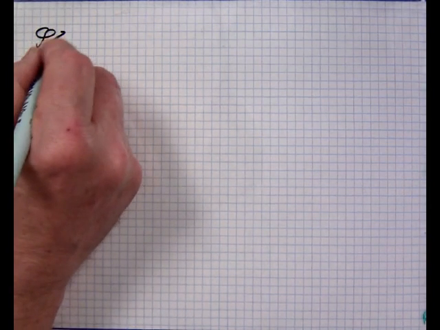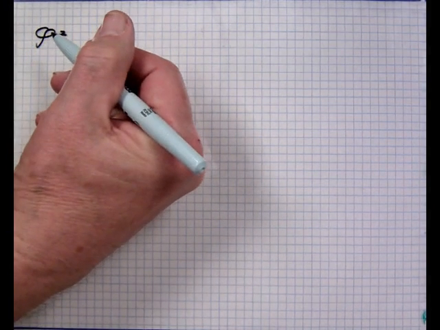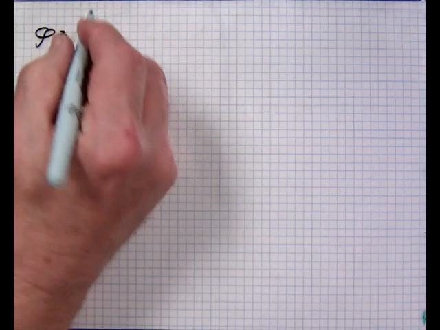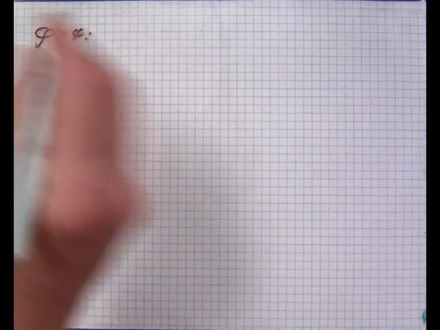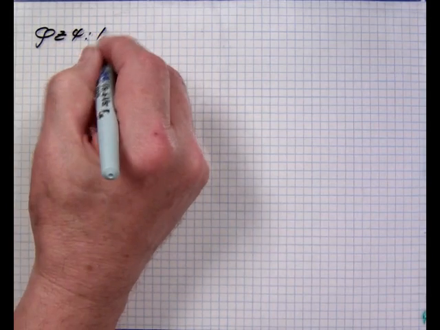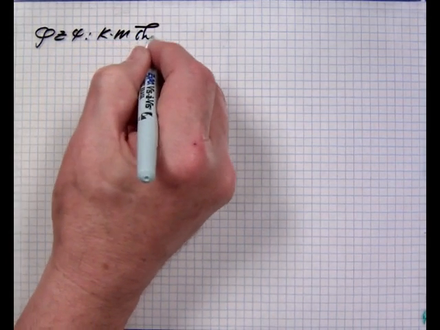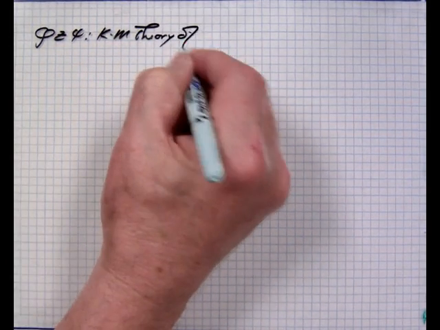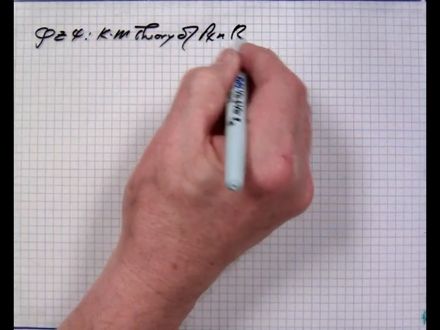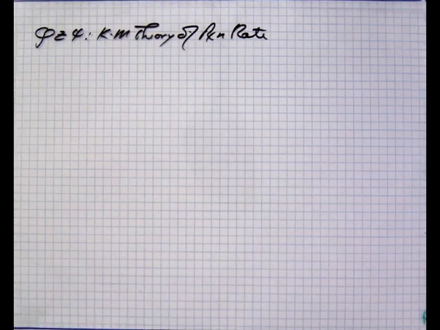Which of the following is required for a reaction to occur? So this is quiz 4. KM theory. Reaction rate. Right here.